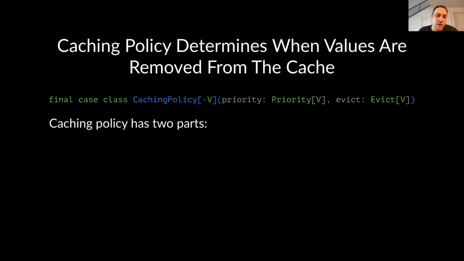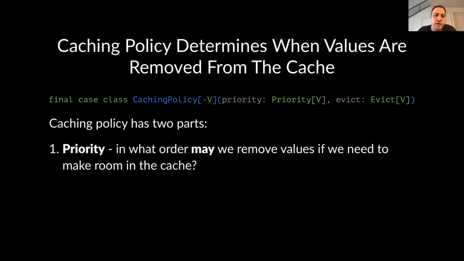So we talked about the lookup function. We talked about the signature of the cache and some of the things it gives us. The other thing that we saw before was this idea of a caching policy. And that's where we get to the idea of being able to be much more extensible and customizable in how we decide what entries are going to stay in the cache. And so a caching policy has two parts. It has what we call a priority and an evict.